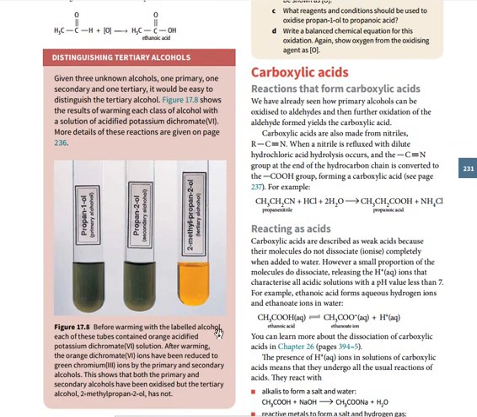So before warming, label the alcohols. Now this is potassium dichromate. Potassium dichromate can be used with primary, secondary, and tertiary alcohols. We see that both primary and secondary alcohols have been oxidized by potassium dichromate, and that is why green chromium has been formed in both of them. While the tertiary alcohol has not been oxidized by potassium dichromate, and that is why nothing is formed here.